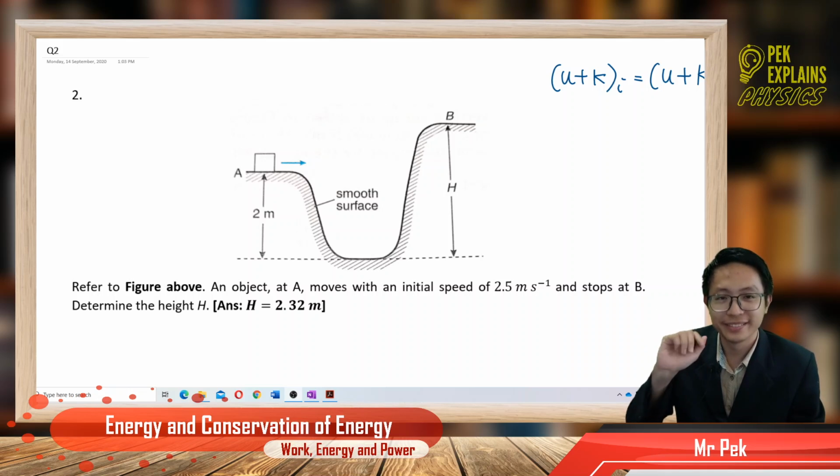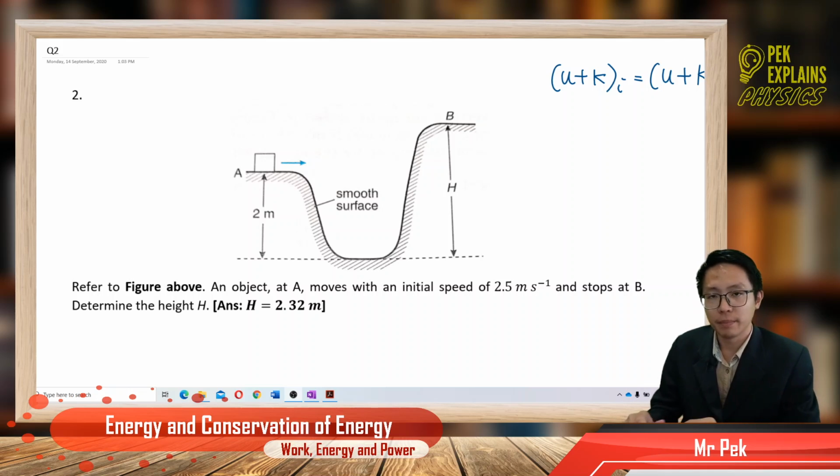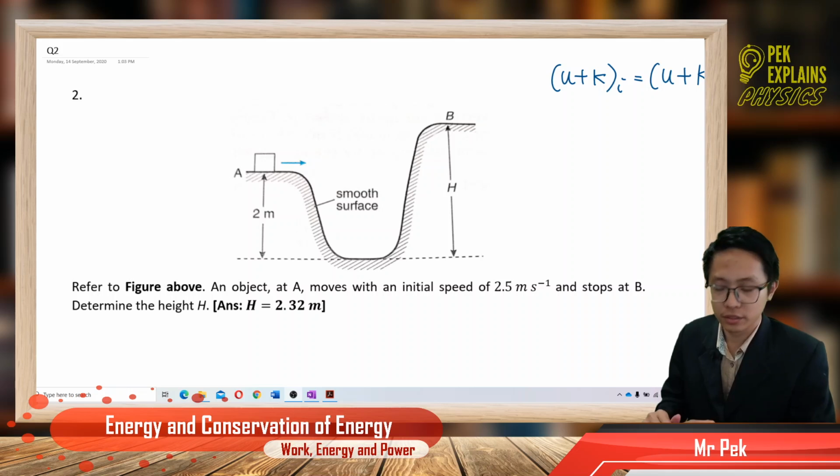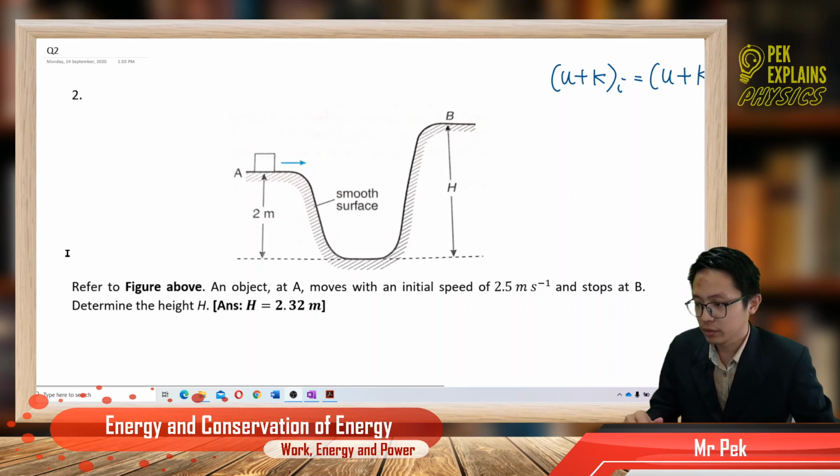Hi everyone. Now is the second example in conservation of energy. Refer to the figure above. An object at A moves with an initial speed of 2.5 meters per second and stops at B. Determine the height h.